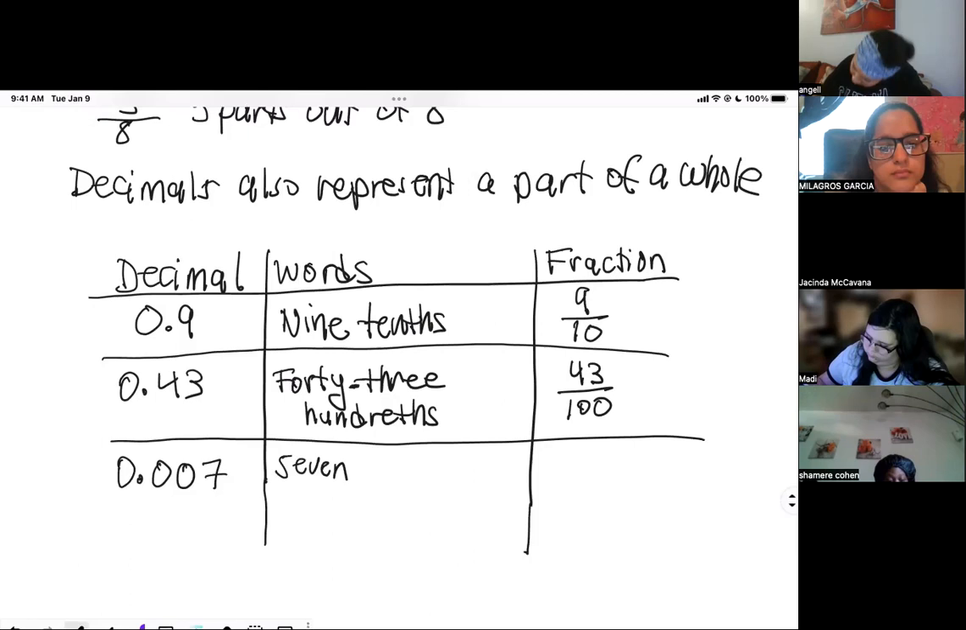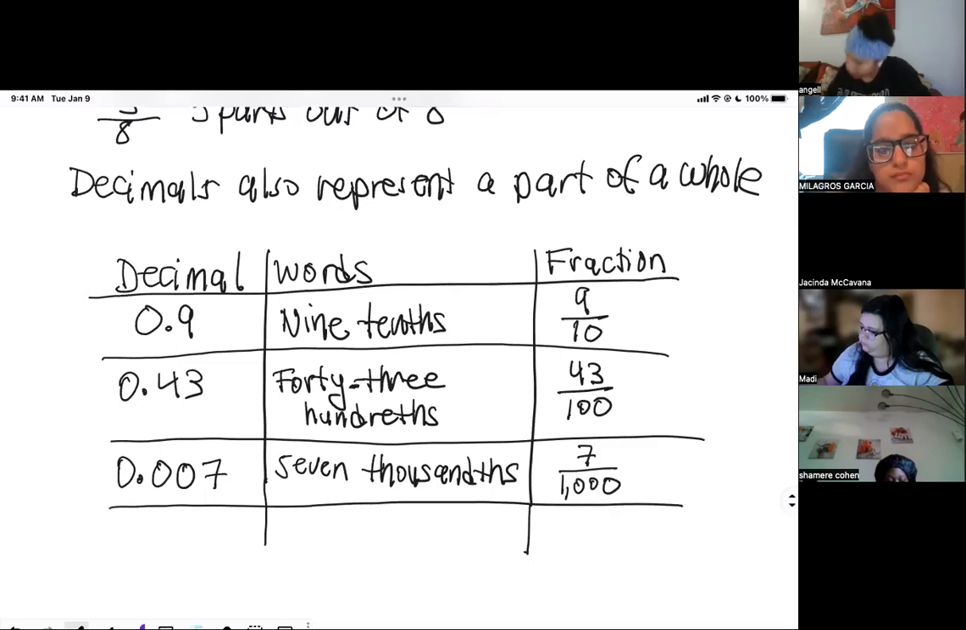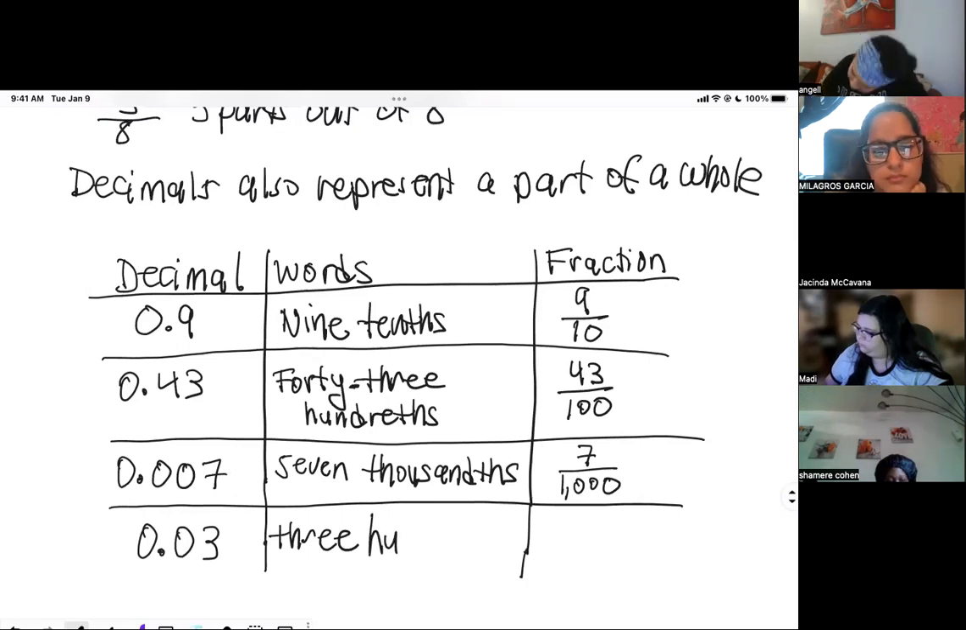What place is the 7 in? It's tenths, hundredths, thousandths. So 7 thousandths, that would be 7 over 1,000. And then I have one more, 0.03. So that would be 3. The 3 ends in the hundredths place, 3 hundredths. And that would be 3 over 100.